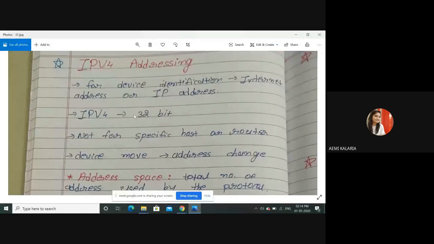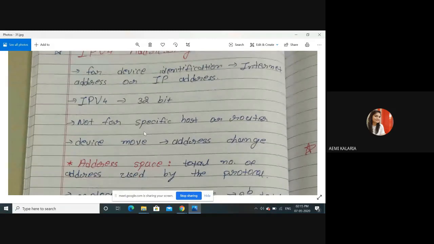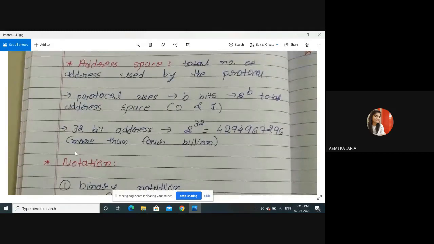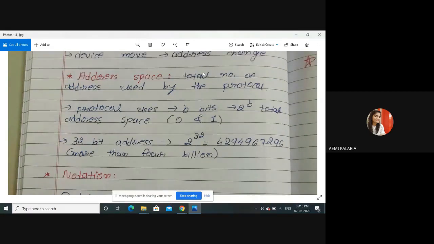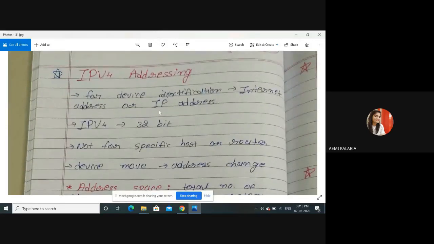So the IPv4 address is 32-bit long, right? Nowadays we are not using IPv4 addressing. Why? Because if we calculate the total number of addresses possible, it is only about 4 billion. But in the World Wide Web, on the internet, so many addresses are there, so this is not sufficient. So nowadays we are using IPv6 addressing. But we will start from this basic one. Later on, we will discuss what IPv6 is and the difference between IPv4 and IPv6.